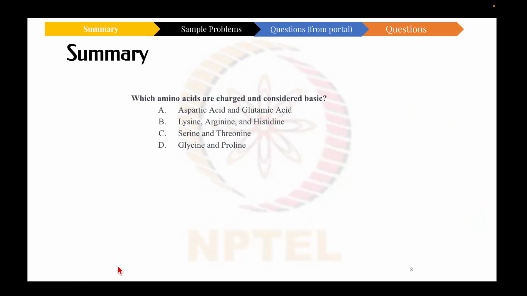Which amino acids in the following list are considered as charged and basic? As we discussed, we have two classes of charged amino acids, that is positively charged and negatively charged. So here I want to know which of the given amino acids are considered as charged and basic.